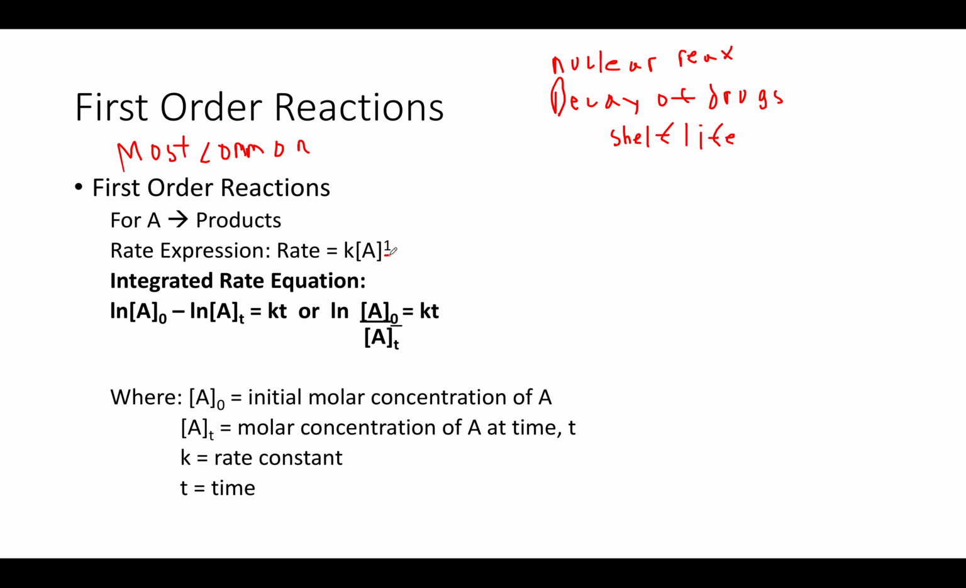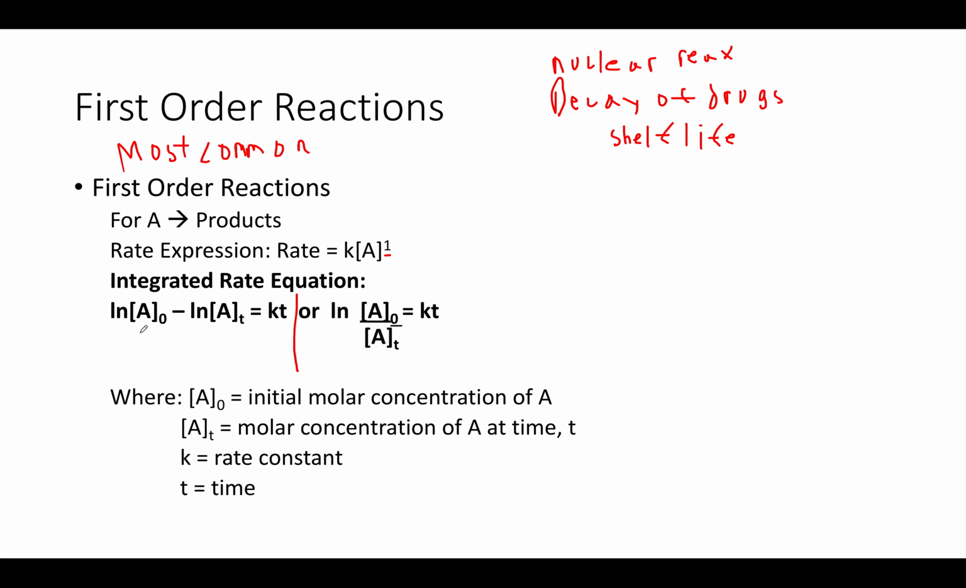So when we're looking at first order reactions, we're looking at where the concentration of the reactant is at the first order power. So when we write the integrated rate equation, we need to include the natural log. It's just how first order reactions work. So there's two forms of the equation. The first one on the left is what you use most often.